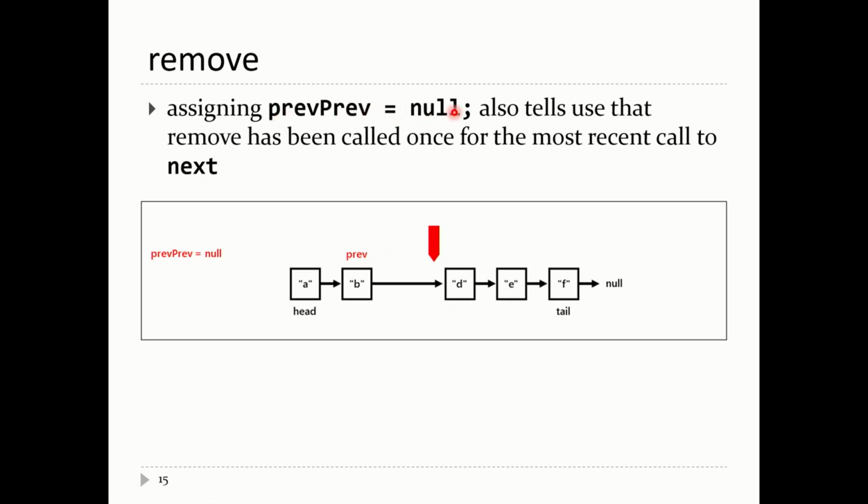Assigning that previous-previous to null is useful because it tells you someone has called remove after calling next. And remember that the iterator contract for remove says that you can only call remove once for every call to next. So after calling remove, we want some way to detect whether or not we can safely call remove again. And we can determine that if previous-previous is not null. If it's not null, then we can call remove. If it is null, then we can't call remove.